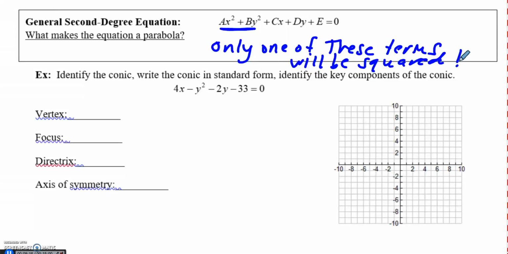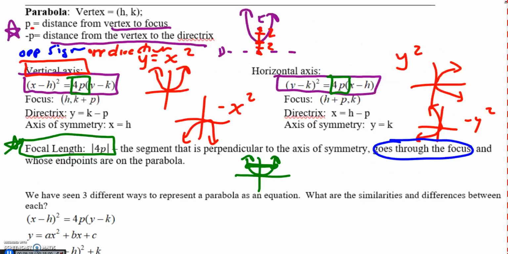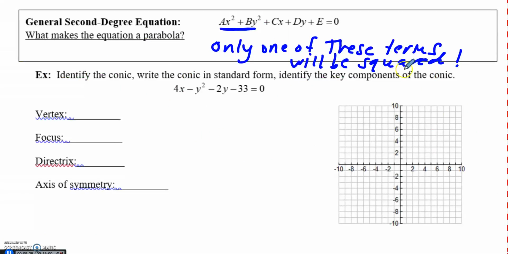So if I look back at my general form here, notice in both situations either y squared here or x squared here, but not both. So if you're ever trying to identify it, only one term is squared, which leads me to this example. Notice that only y is squared, so I know it has to be a parabola.